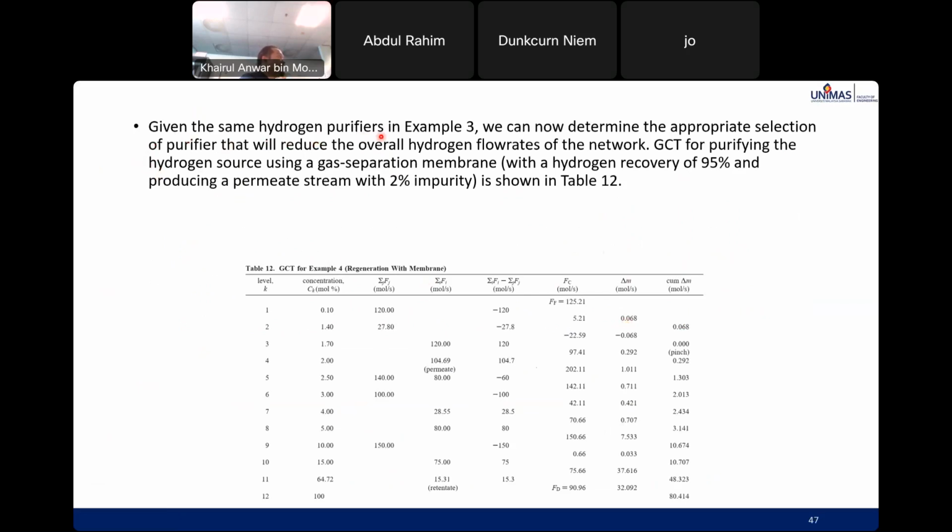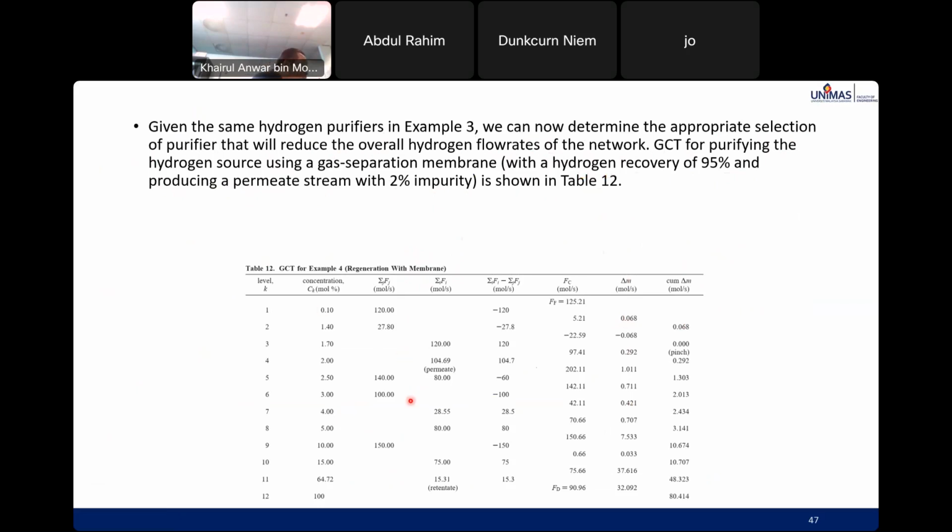Given the same hydrogen purifier in example 3, the first case is regeneration with membrane. We can now determine the appropriate selection of purifier that will reduce the overall hydrogen flow rate of the network. GCT for purifying the hydrogen source using a gas separation membrane with hydrogen purity of 95% and producing a permeate with 2% impurities is shown in table 12.